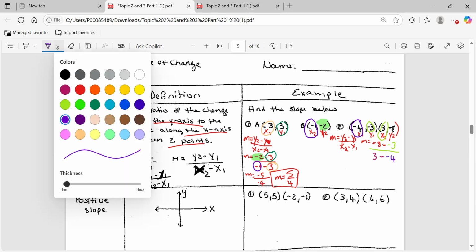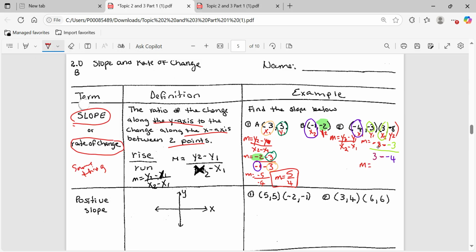So that your slope is equal to negative 8 minus negative 3. A negative and a negative makes a positive. So that's really negative 8 plus 3 divided by 3 plus 4. So that your slope is equal to negative 5/7. I'm going to do two more with you.